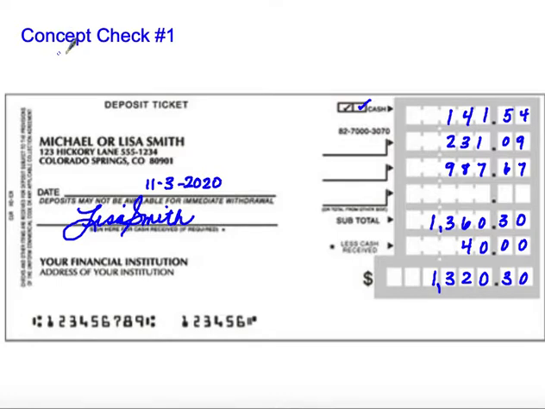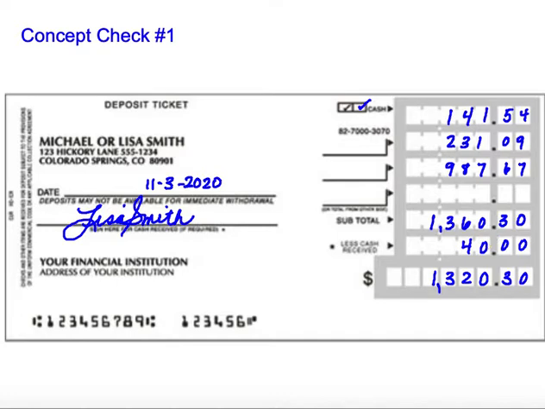So this is concept check number 1, and her name was really Emily Anderson. I just went by Lisa Smith on the check. But these are the totals. She had $141.54 in cash. She had 2 separate checks, which gave us a subtotal. She's receiving $40 back, and that's giving her a total deposit of $1,320.30. Make sure you sign and date it because of the cash received.